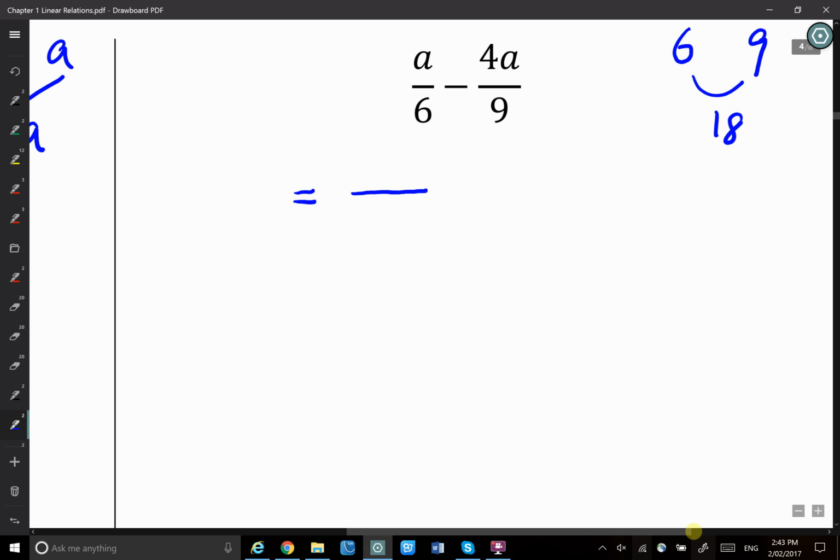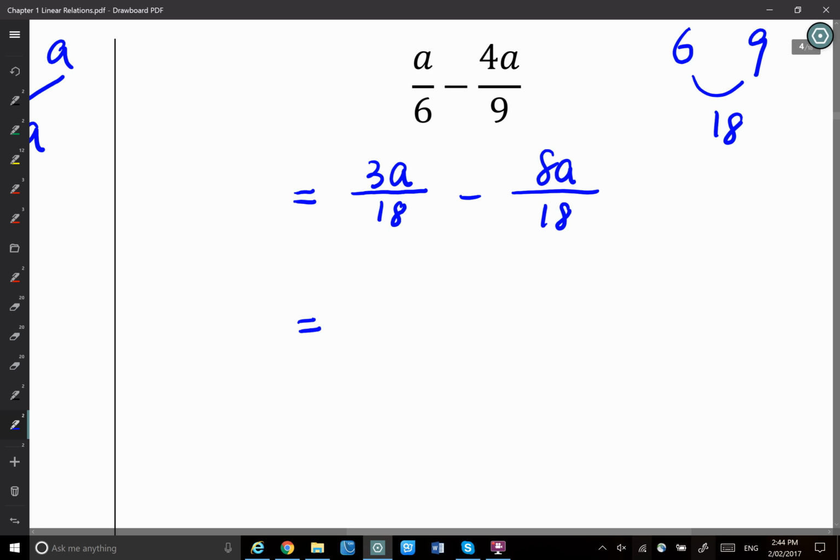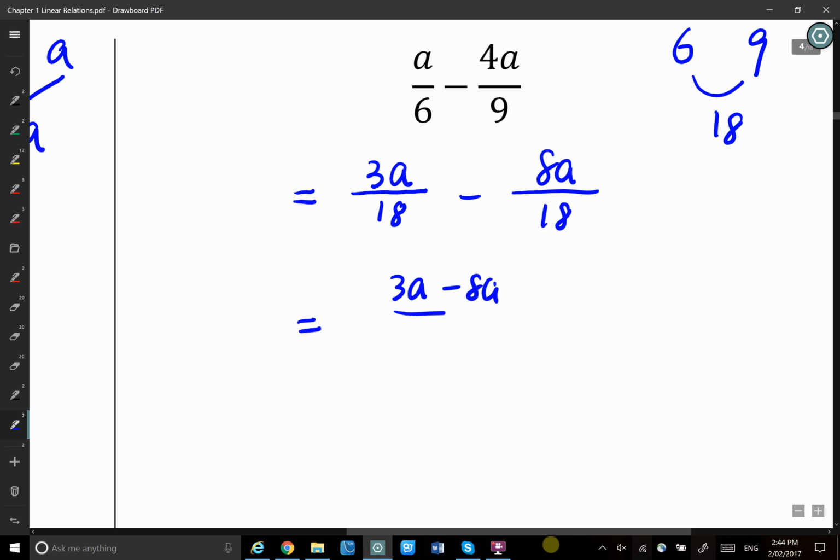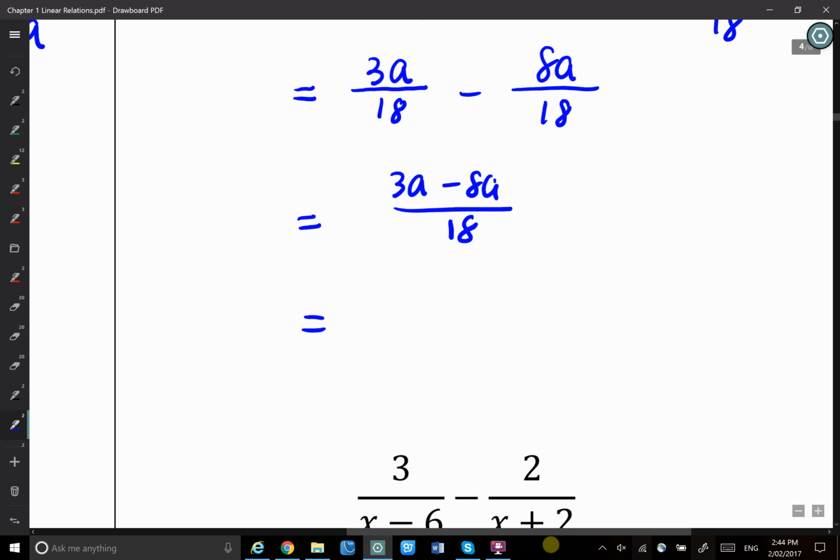So I want 18 here. I need to times 3 to 6, so that will become 3a. I need to times 2 to make 9 become 18, so the top needs to times 2 as well. I have an 8a. So 3a minus 8a. They are like terms, so they can subtract directly. So it's minus 5a over 18. I can put the minus in front of the fraction. It can be on the numerator or in front of the fraction. So that equals minus 5a over 18.